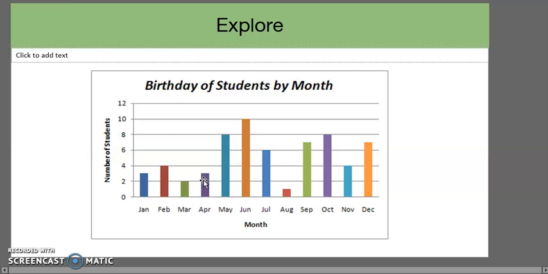Now we're going to look at some questions relating to this graph, so we can help our students to figure out how to manipulate the graph and collect information in order to answer them.